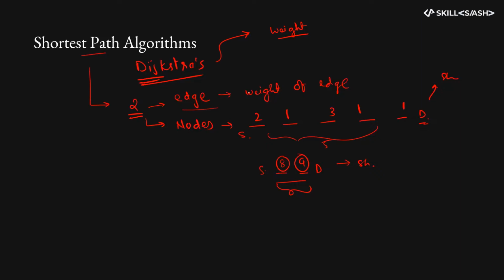Because if you see in real-time applications as well, rather than the number of hops or number of nodes in the graph, we put more emphasis on the weight. How much weight does this edge have? And based upon that, we define whether this whole path from source to destination is shortest or not.